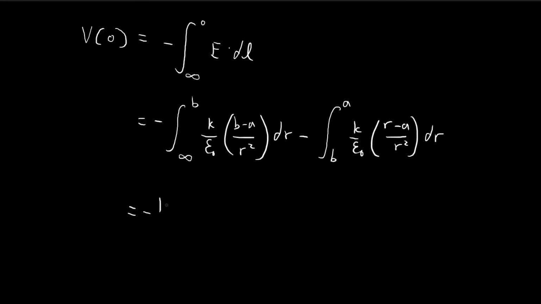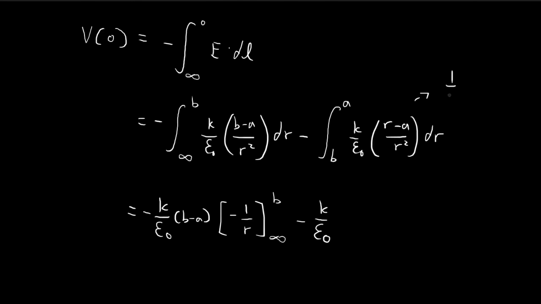That is easily done. I'll just pull out the constant. For the 1 over r squared, integrating that, we'll get negative 1 over r, and that goes from infinity to b. And then pulling the constant out, here we have 1 over r minus a over r squared. Integrating that, we'll get natural log r plus a over r, and that goes from b to a.